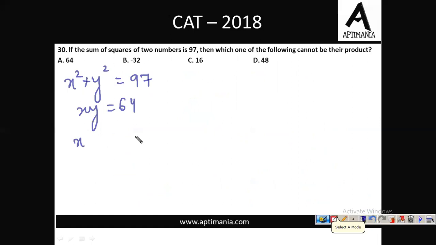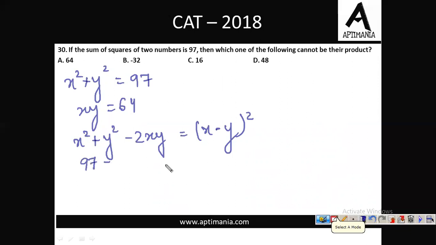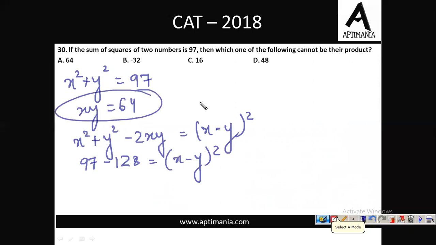So for this, what we'll do is x square plus y square minus 2xy, which is x minus y whole square, right? So x square plus y square is 97, minus 2xy, and xy is 64, so 2xy will be 128, equals x minus y whole square. This relation is not possible. Reason being, on the left hand side we are having a negative value, while on the right hand side it's a perfect square, and a perfect square can never be negative. So xy equals 64 is the impossible value for this solution. So the correct answer for this question is option A, that is 64.